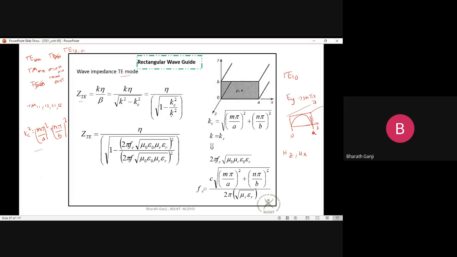But what is k? k is the propagation phase constant in free space. That is nothing but 2 pi f square root of mu naught epsilon naught. So you can see this factor cancels out, and you're simply left with eta divided by square root of 1 minus fc by f whole square. Eta is the intrinsic impedance of the medium.